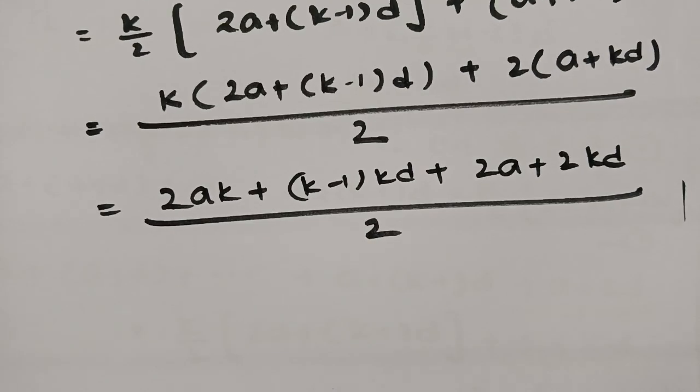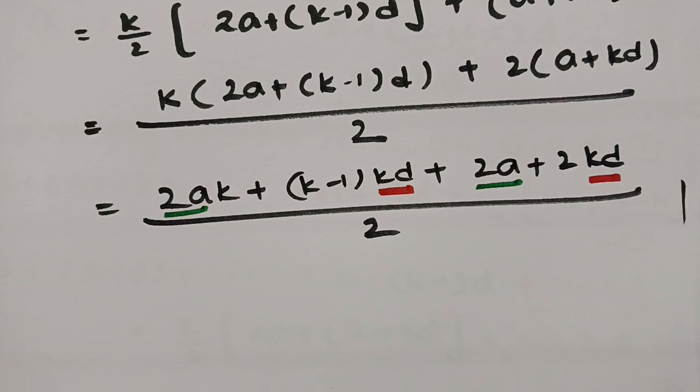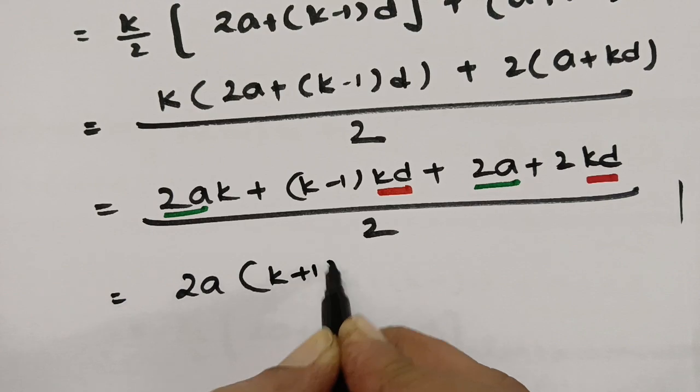As you can see here, very clear, there is kd and there is kd here. And if you observe this one, there is 2a and there is 2a here. Now I am taking 2a common, and see what happens here. If I take 2a common, this will be k plus 1.